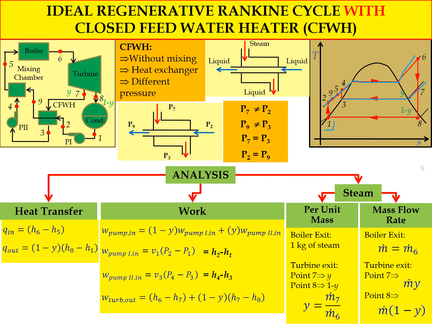So this is the ideal regenerative Rankine cycle with closed feed water heater, CFWH. Please look carefully at the difference between the closed feed water heater and the open feed water heater. The difference between these two is that the closed feed water heater has a heat exchanger as the heat transfer medium, whereas the open feed water heater is a mixing chamber. Although the closed feed water heater is a heat exchanger, we still have a mixing chamber at the second process. As you can see in this simplified diagram, we have a mixing chamber here. So please keep this in mind and look carefully into these two systems.